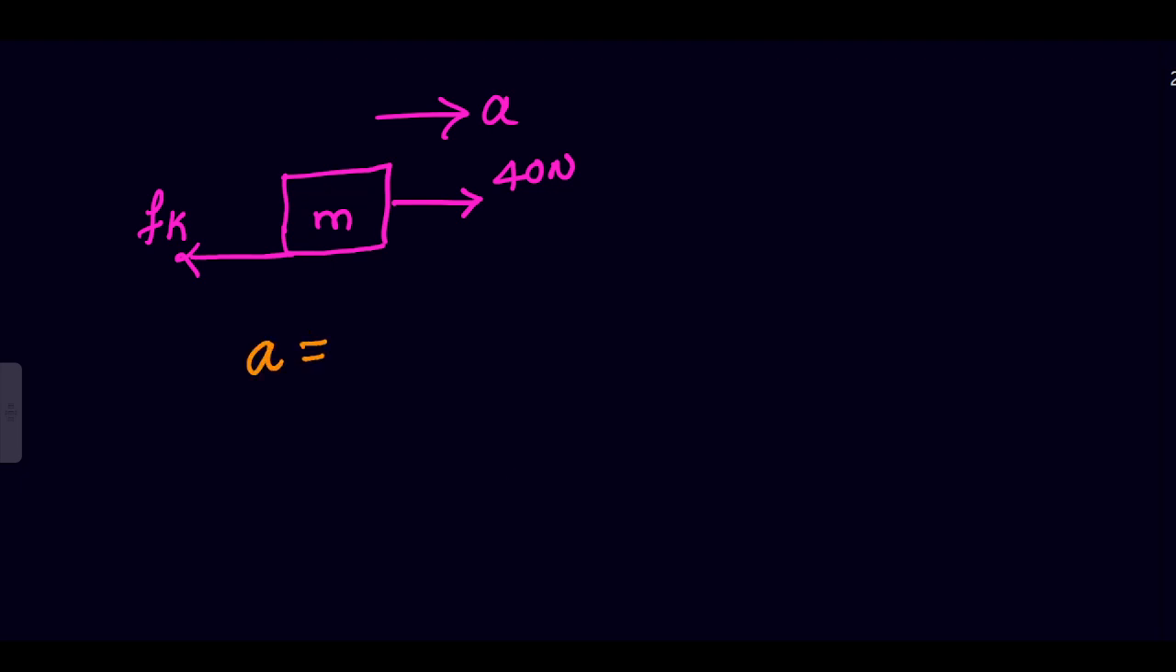Yes, so A is equal to what? 40 minus Fk. How much is the Fk value? Yes, 14 by mass, 10. Right. So how much is the acceleration? Tell me now. So 26 by 10. 40, na? So this value, how much now? 2.6 meter per second square. Right.